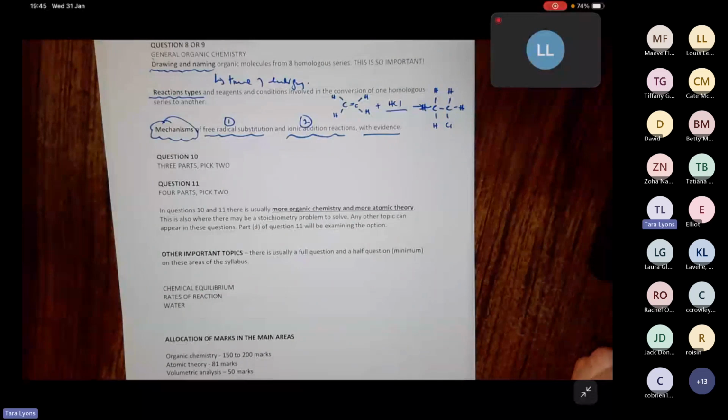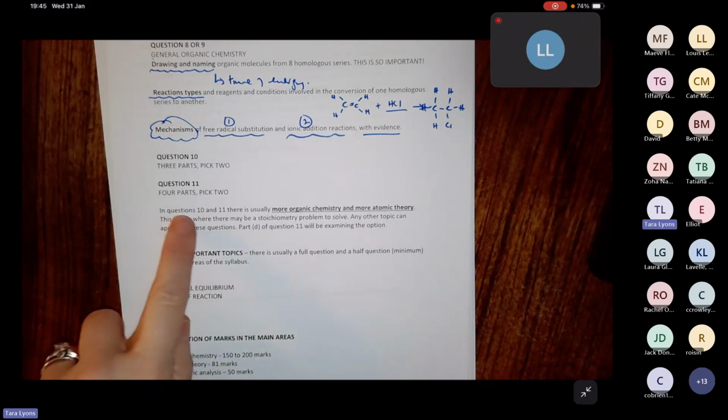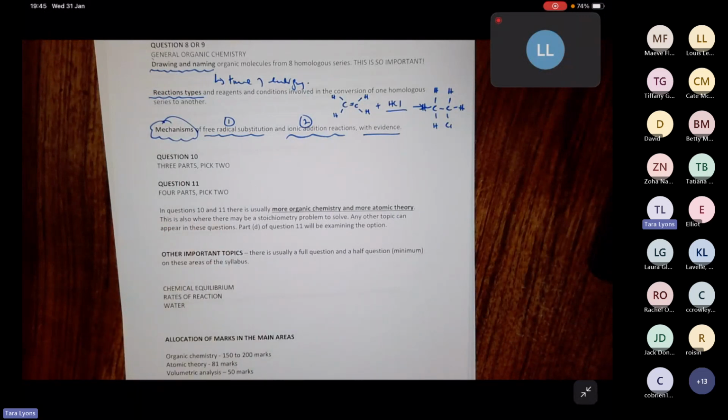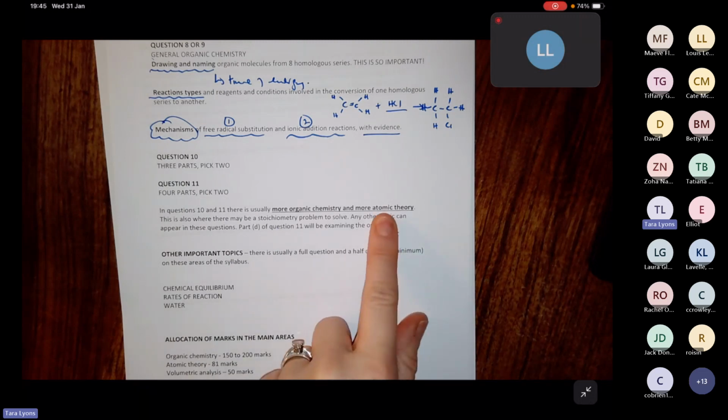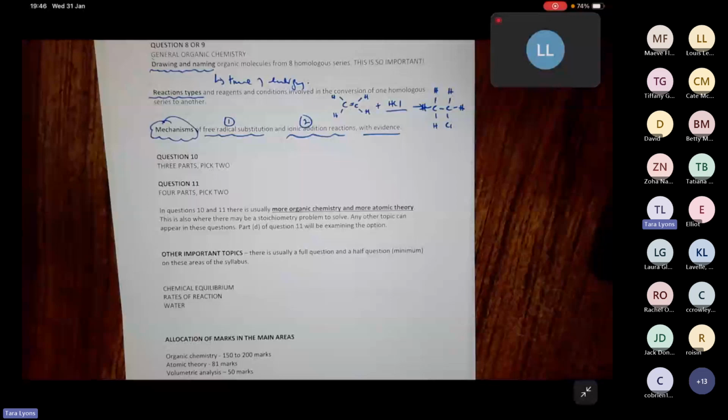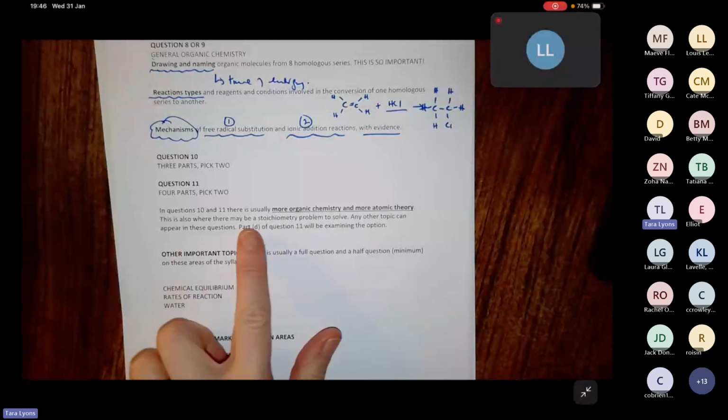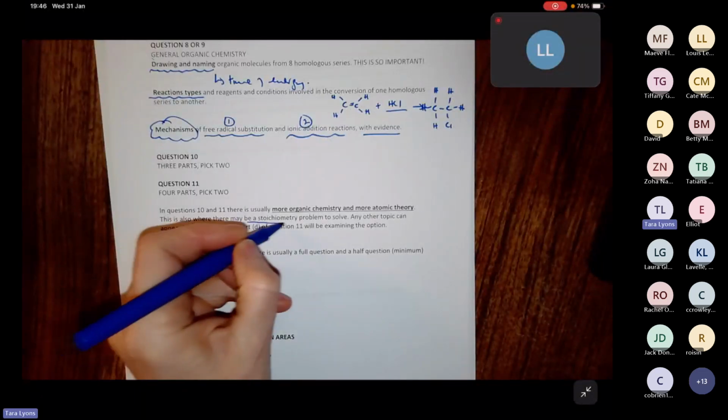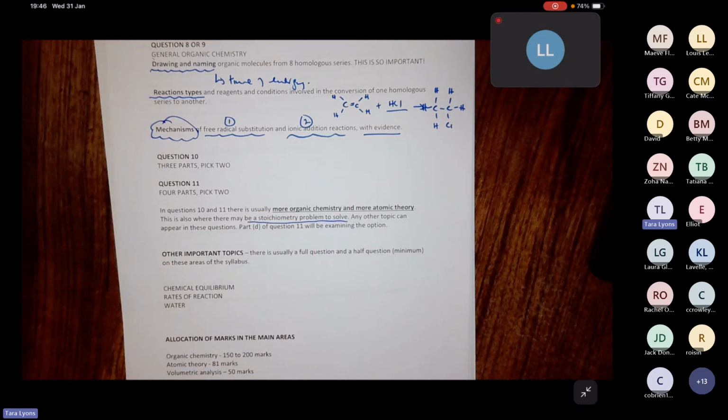So whatever wasn't asked in the general organic or in the fuels, that can come up in question 10 or 11. Whatever wasn't asked in question 5 for my atomic theory, that can appear in question 10 or 11. This is also where you'll probably get a stoichiometry problem to solve. I was doing stoichiometry problems with my 5th years today. And in the 3 questions that we decided to look at for stoichiometry, it was all question 10 part C.